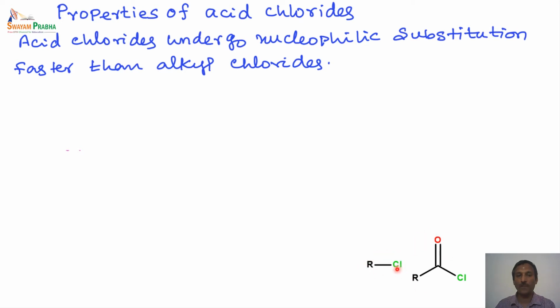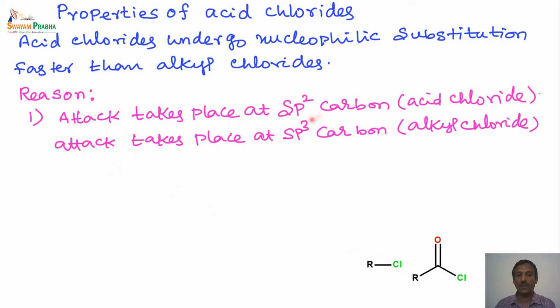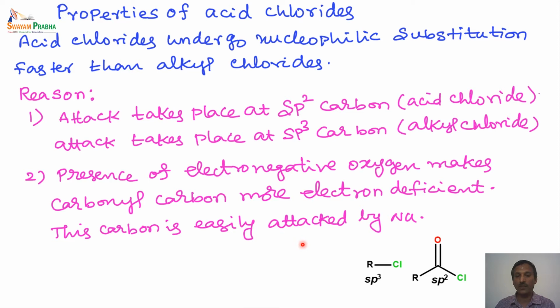the alkyl chlorides. The first reason is the attack takes place in the sp2 carbon for the acid chloride. So this is a sp2 carbon in the case of acid chloride, whereas it is a sp3 carbon in the case of alkyl chloride. Now we will see why this difference actually makes acid chlorides highly reactive. The next reason is the presence of electronegative oxygen pulls the electron towards itself, making this carbon more susceptible to nucleophilic attack. In other words, this carbon behaves more having delta plus charge because there is one electronegative oxygen, there is another halogen which is also electronegative. So both of them pull the electron towards themselves, making this particular carbon more electrophilic in nature.